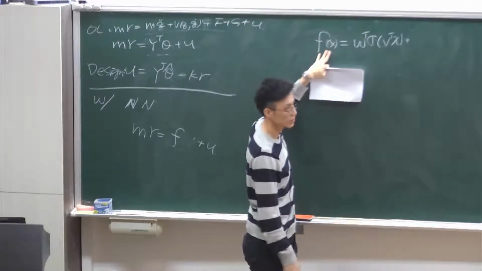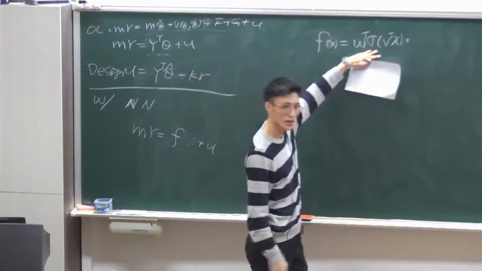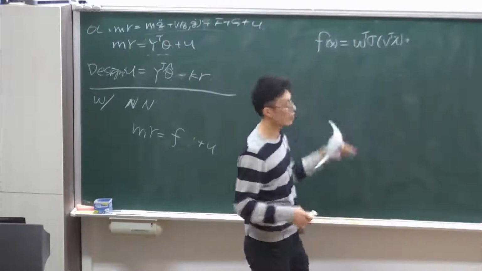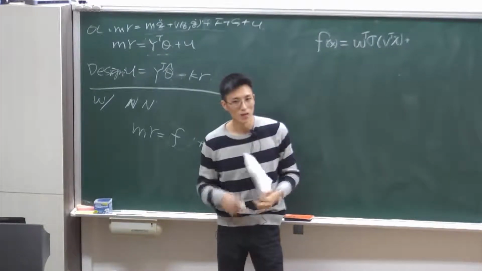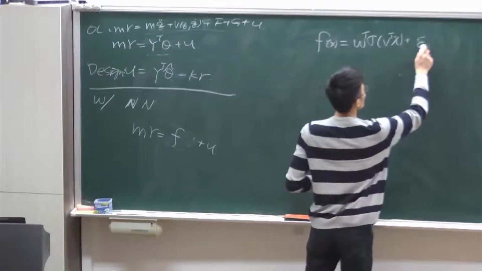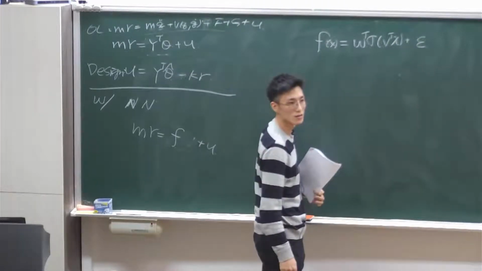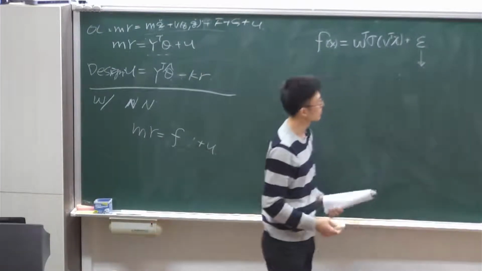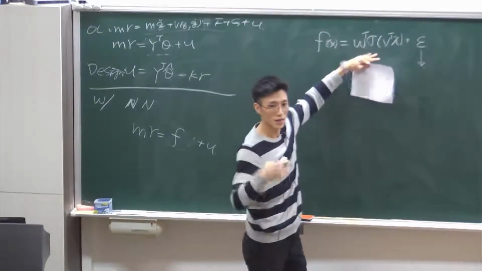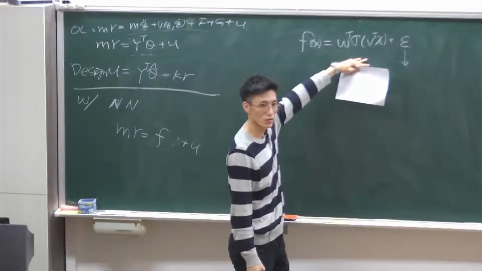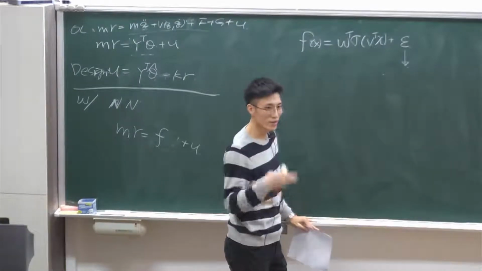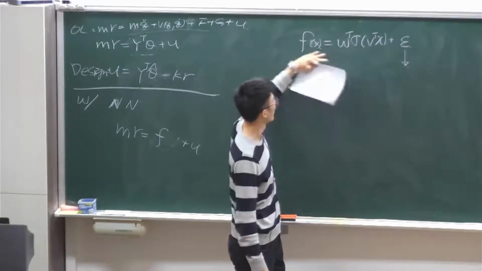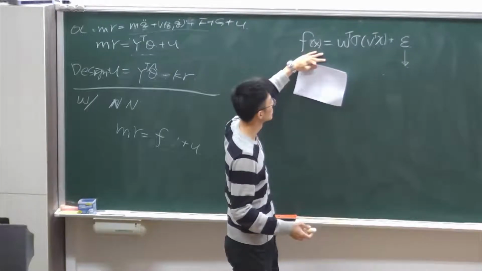But remember that we said last time that the neural network cannot truly represent the function. It can only approximate the function, okay, with some error. And this error can be reduced by increasing the number of neurons or the number of hidden layers in this neural network. So you cannot truly use the neural network to replace the function. You can only approximate.